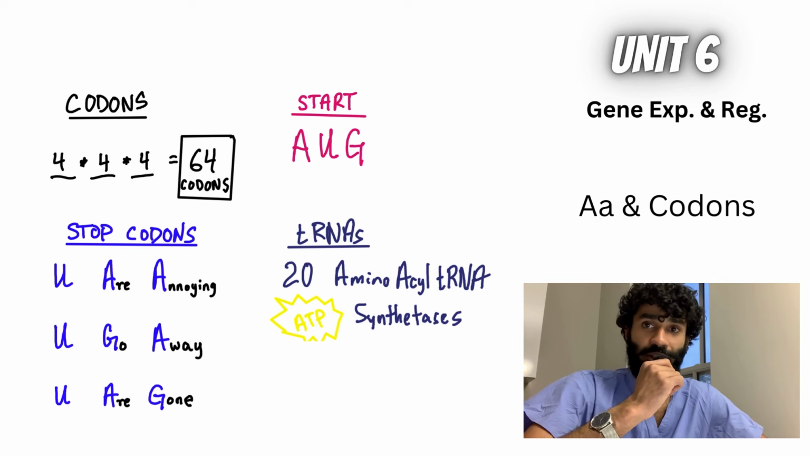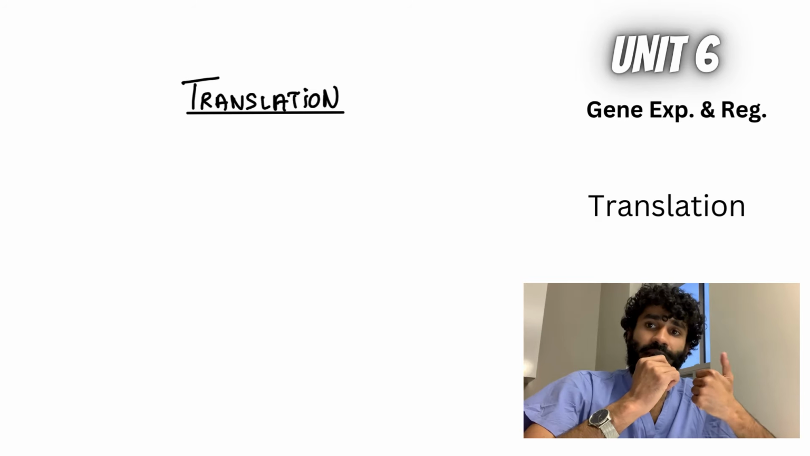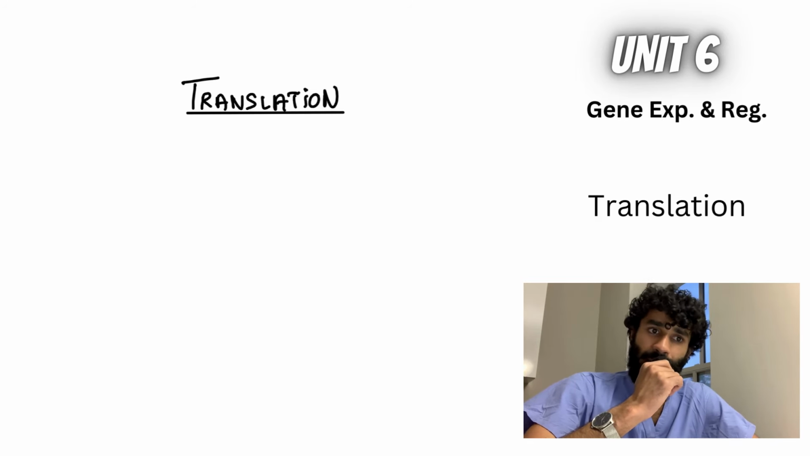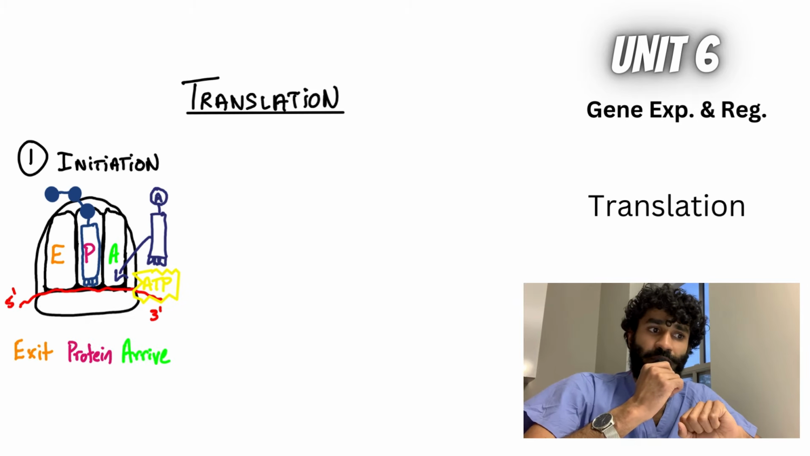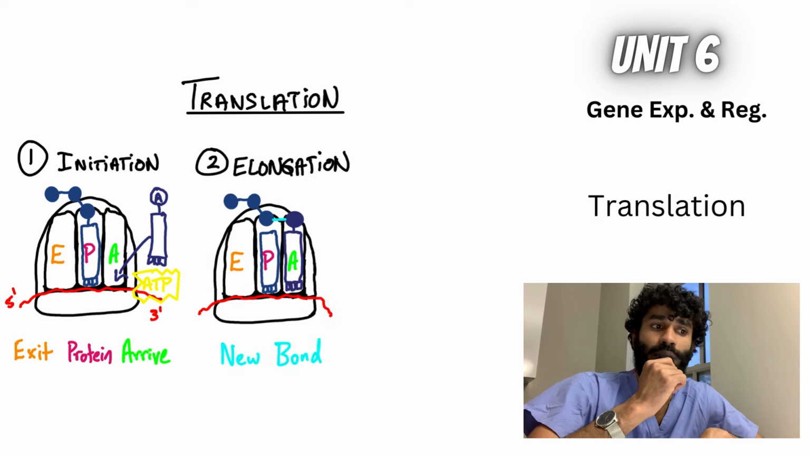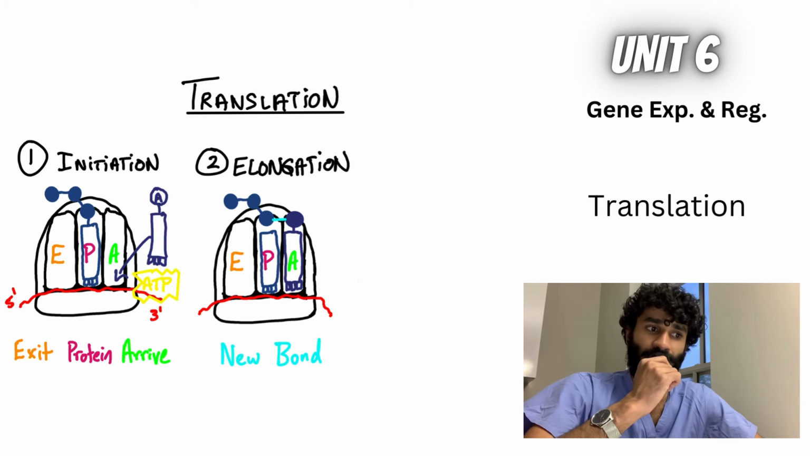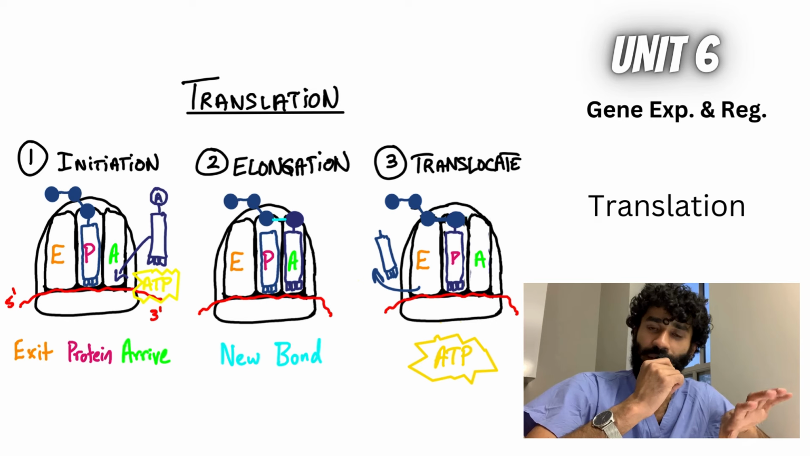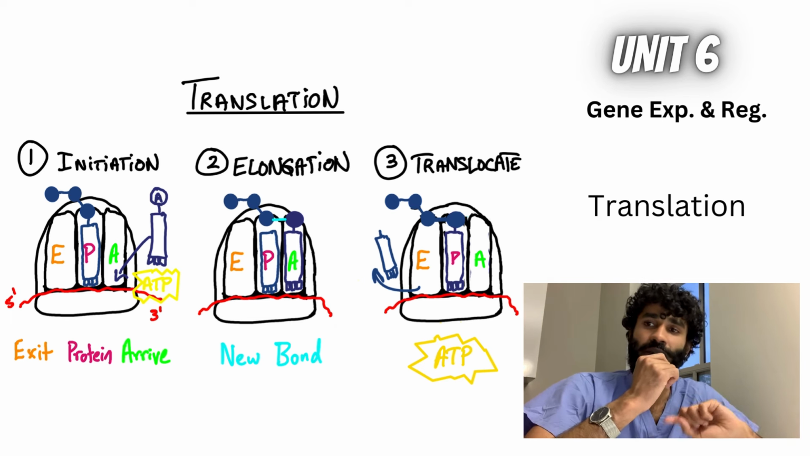The next block is translation. The ribosome has 3 sites: exit, protein, and arrival, EPA. And the existing polypeptide sits on the tRNA in the P site for protein. First step is initiation. The new tRNA arrives at the A site. This requires ATP. Second step is elongation. A peptide bond forms between the C terminus of the peptide in the P site and the new amino acid in the A site. And then the third step is translocation. An ATP is expended to translocate everything. So now the empty tRNA in the P site shifts to the E site and is ejected. And then the elongated peptide on the tRNA in the A site shifts to the P site.